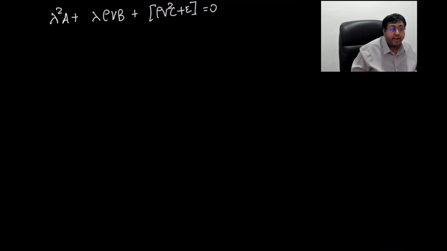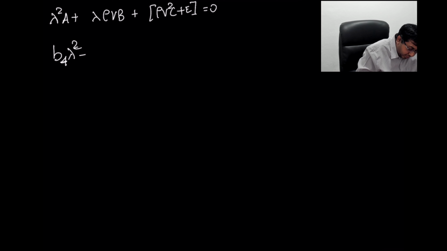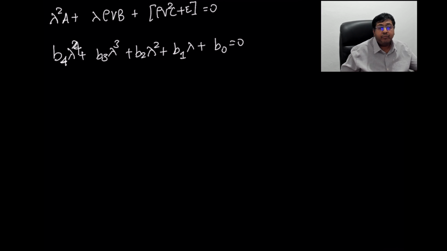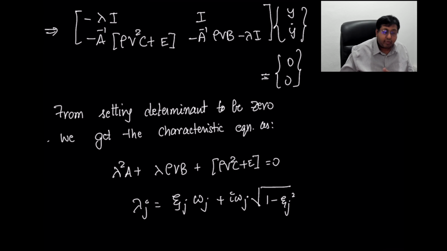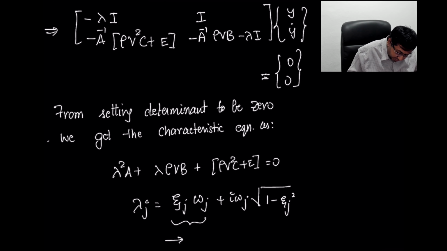So if we go back here, we can rewrite this in a particular form of b4 lambda to the power of 4 plus b3 lambda cube plus b2 lambda square plus b1 lambda plus b naught equal to 0. Which implies that at flutter speed, the real value of the solution goes to 0, right? So if you remember, at the flutter speed, when the flutter occurs, this real value of lambda tends to 0 at flutter.